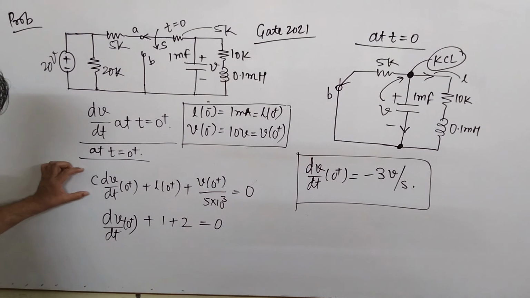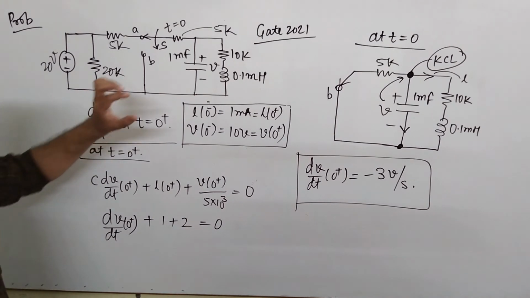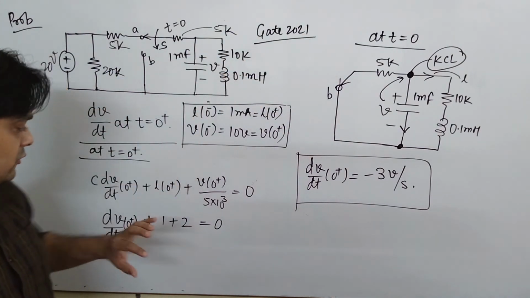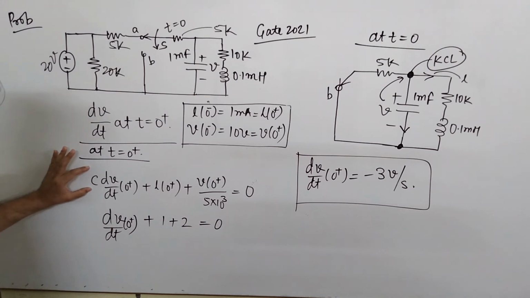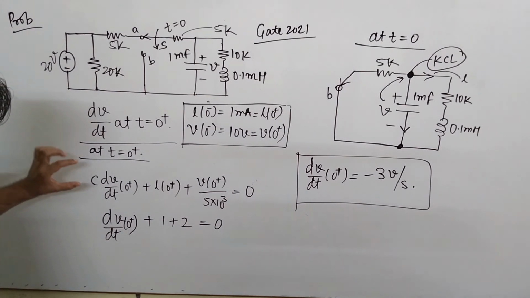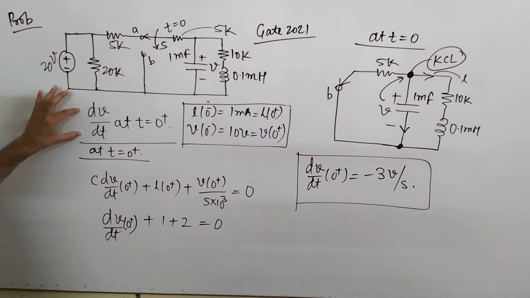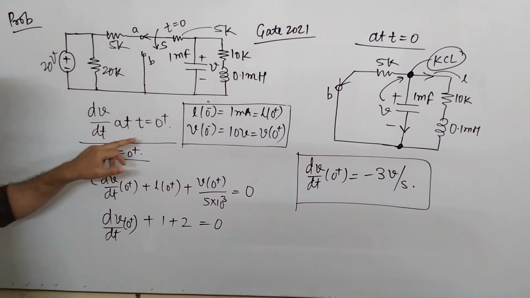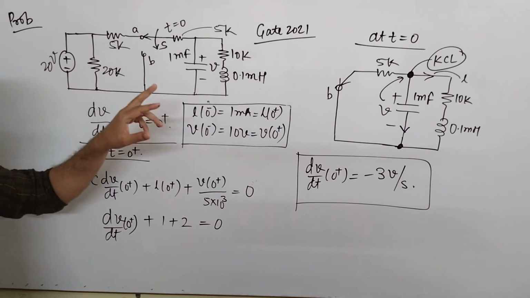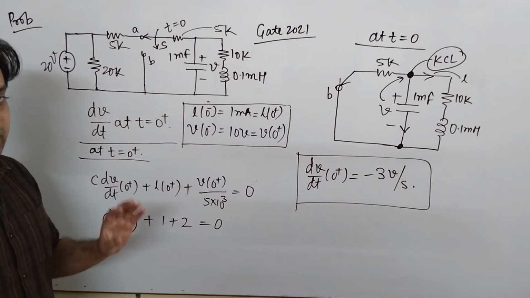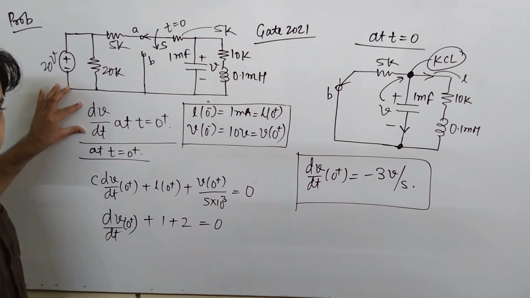Now one question comes to your mind: why have we not directly found this circuit at t equal to 0 positive, so that one can get this answer easily? See, whenever you have to find the differential of voltage and current in a network at t equal to 0 positive, you cannot directly apply it at t equal to 0 positive and get the answer, because it is not possible, because it is a differential.